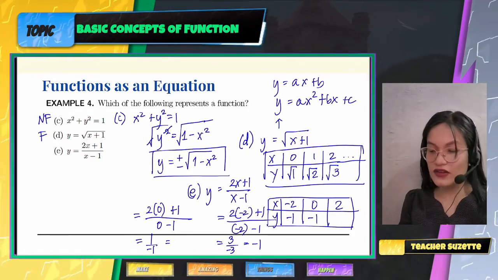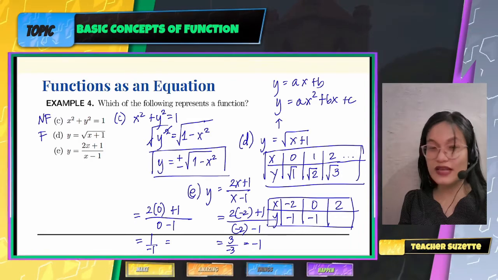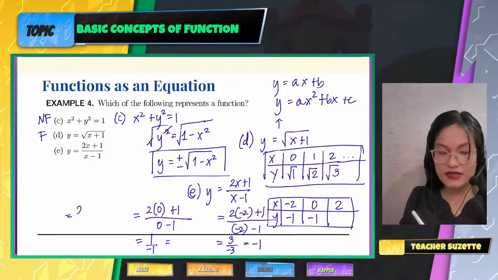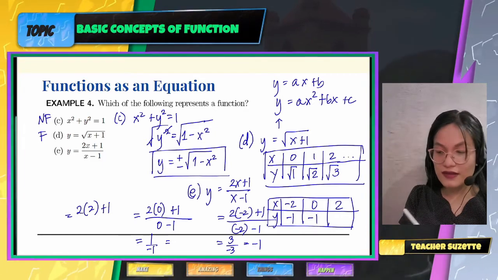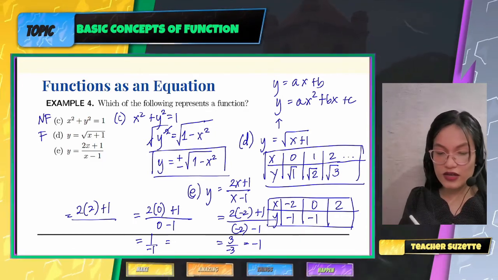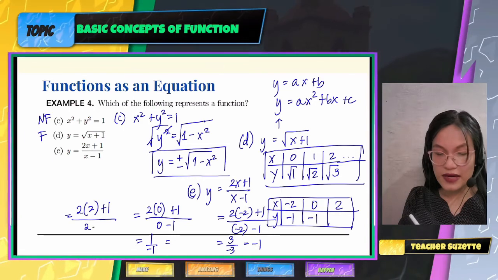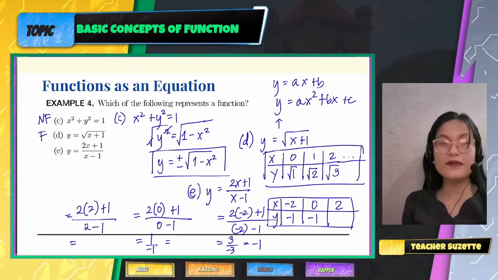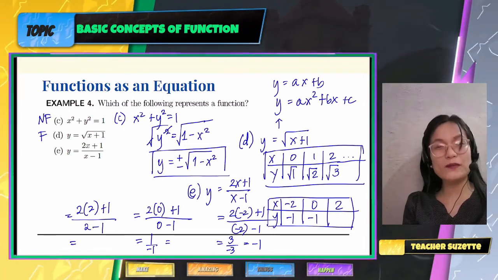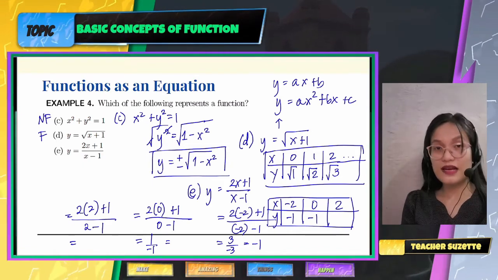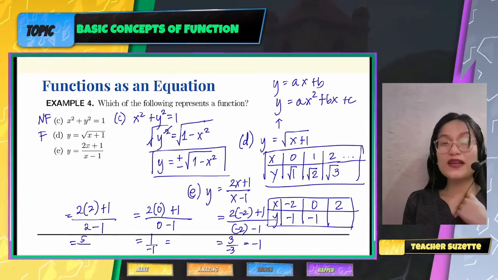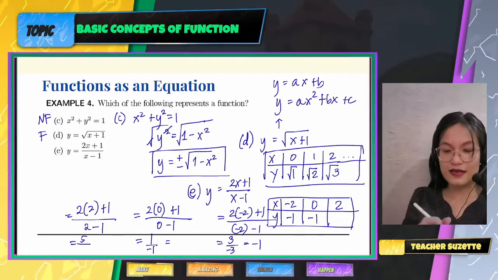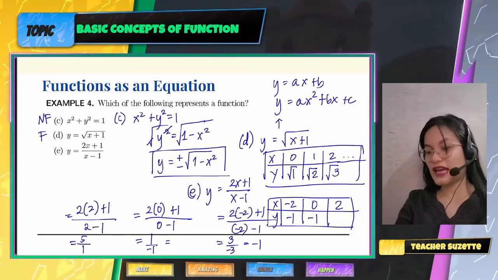And for when our x is 2, ganun din, same process, 2 times 2 plus 1, then all over 2 minus 1. So, this time, you have 2 times 2, 4 plus 1, that is 5. So, you have 5 over 2 minus 1 is 1. So, magiging answer natin is 5.